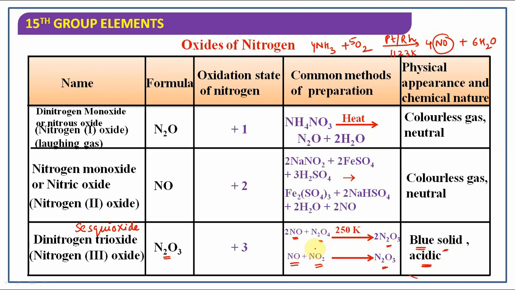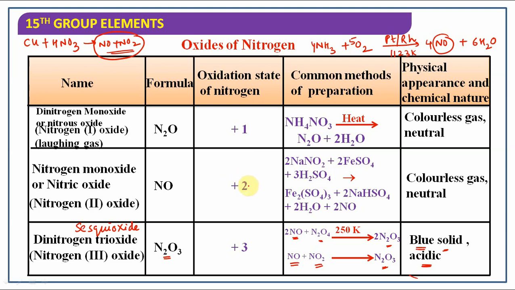I am writing on the top, treating copper with HNO3. It also gives you NO and NO2 mixture. NO and NO2 mixture will be formed along with the copper nitrate and water. So NO plus NO2 gives you N2O3. Understood? So this N2O3 is an example of a blue colored solid.